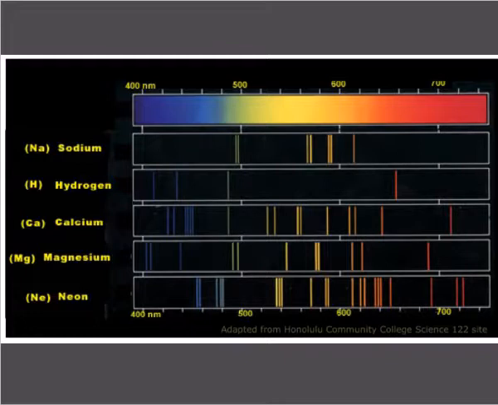So what I have on the board, guys, these are called bright line spectra. Each individual element on the periodic table has its own unique bright line spectrum. As you can see, the top line that we have here, what do you think that's the spectrum of? Yeah, that's white light right there. And then you can see sodium, hydrogen, calcium, magnesium, and neon down below. It is very unique. Each element has its own unique spectra.